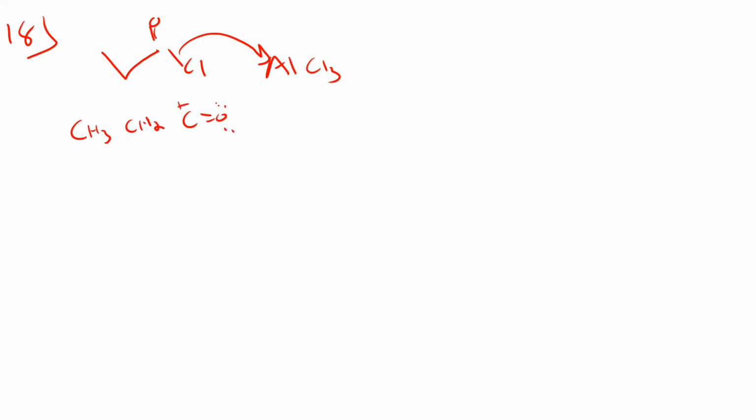So this is not the answer, but I'm just going to show you how to get there. So we have this right here. We have our aluminum trichloride. And this is going to move over. Okay. So if that moves over, then what we have is positive. Carbon doesn't like to have a positive charge, so we're going to move this here. And we have this right here. So we have that.